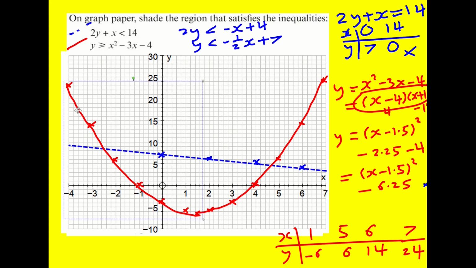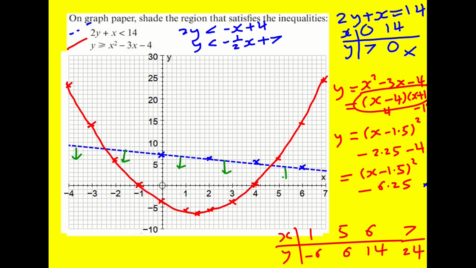So I've managed to plot my quadratic, somewhat using a table and somewhat by thinking about factorizing it and completing the square. As long as you get something that looks like this, then you're okay. So finally, we've got that y is less than minus a half x plus 7, so it's actually everything below this line.